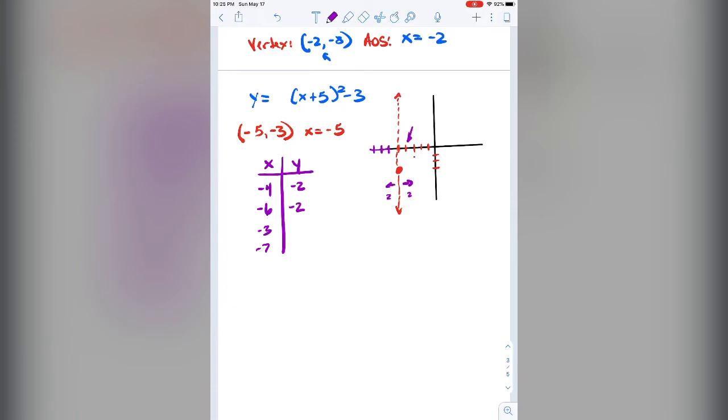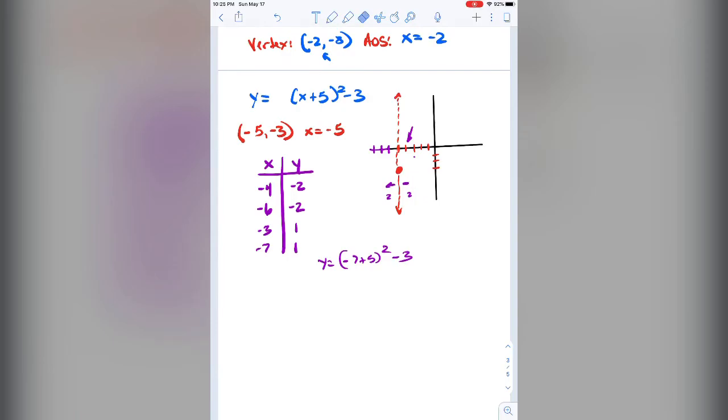So if I throw -3 or -7 into my equation, now I have -3 plus 5 squared minus 3. -3 plus 5 squared is 2 squared, which is 4. 4 minus 3 is 1. If I throw -7 in there, -7 plus 5 is -2. Squared is +4, minus 3, again, is 1.